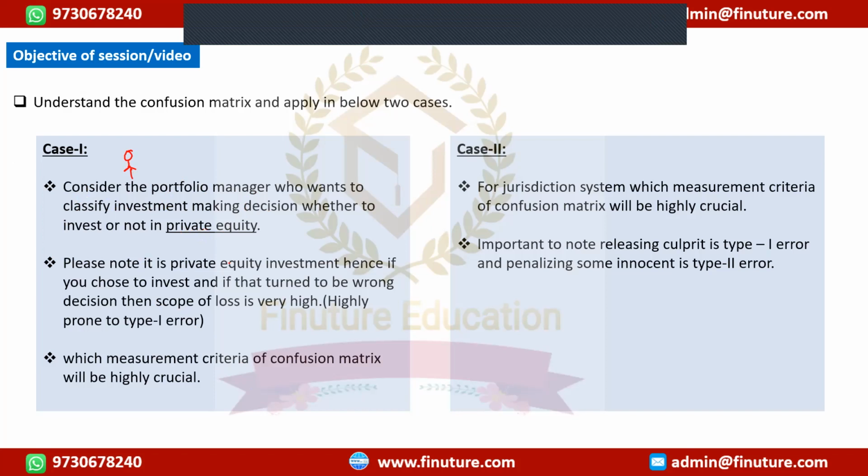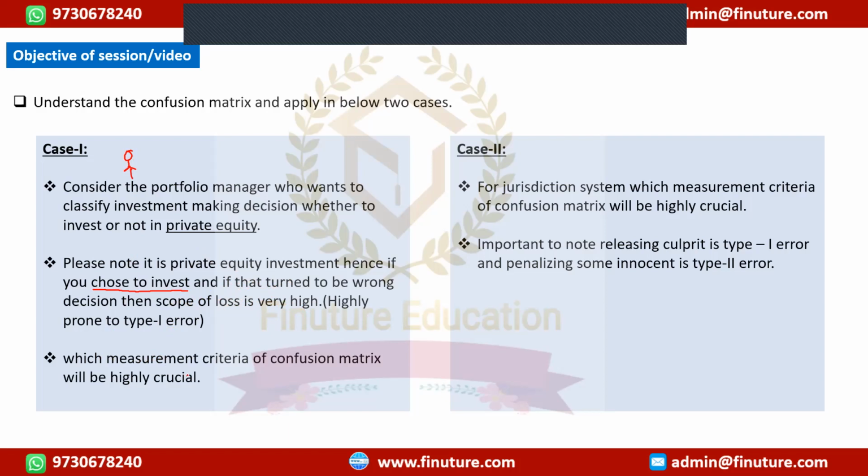In a private equity, if you make a wrong decision, say for example, you choose to invest, my portfolio manager says that yes, we will go ahead, and that turned out to be a wrong decision, then the loss could be very high because private equity is very high risk and high return. So it is a type 1 error, wherein the investment tool was actually not that good, but the manager took a wrong decision of investment. So that's a type 1 error.